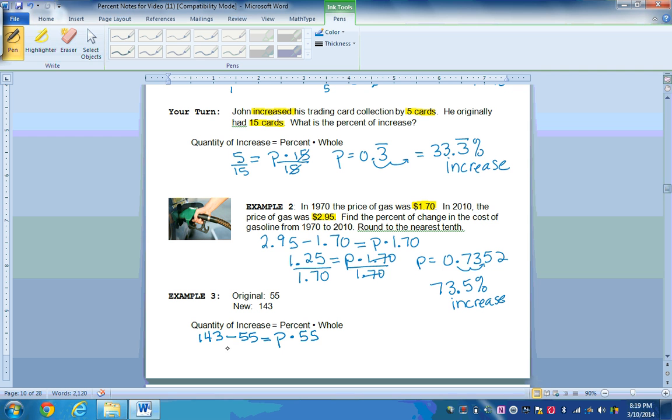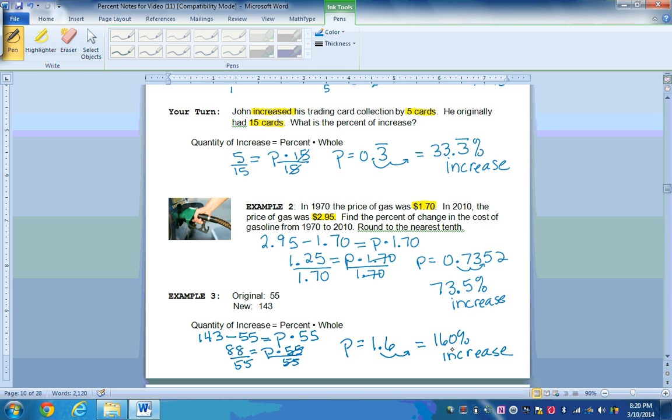143 minus 55 is 88. And that equals my percent times 55. We're going to divide by 55, divide by 55. Those will cancel out. What is 88 divided by 55? If you put that in on your calculator, it comes out to 1.6. Change that into a percent. Move the decimal over twice. You'll need a 0 there. It comes out to 160% increase.